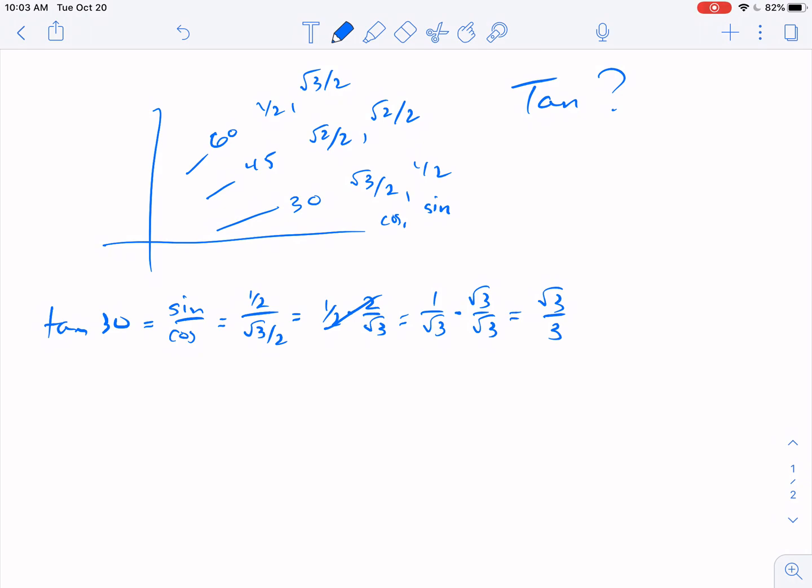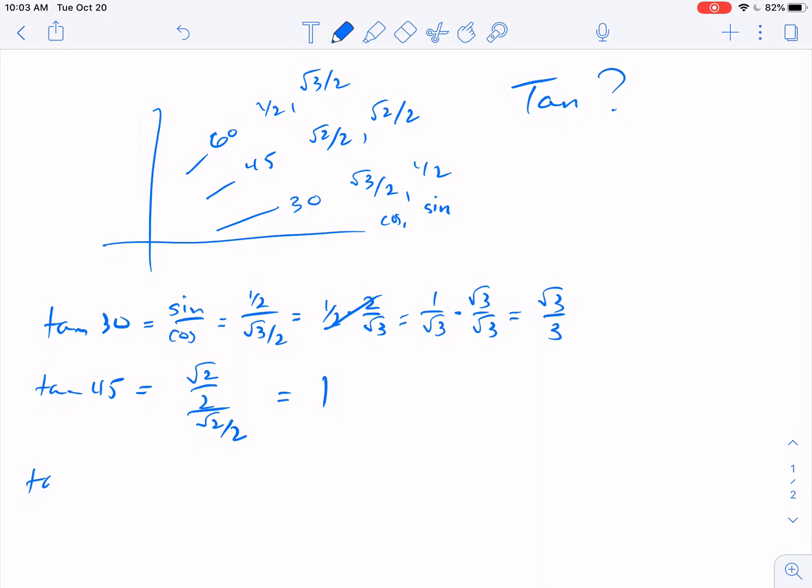So then when you do tangent of 45, again you do sine over cosine, so that's root 2 over 2 divided by root 2 over 2. Well, they're the same thing on top and bottom, and anytime the fraction has the same thing top and bottom, it's just a 1. So those are easy.